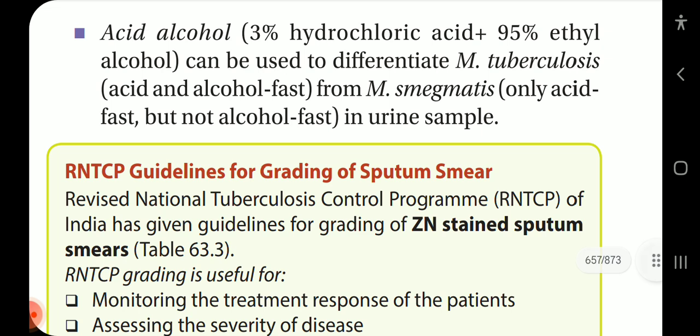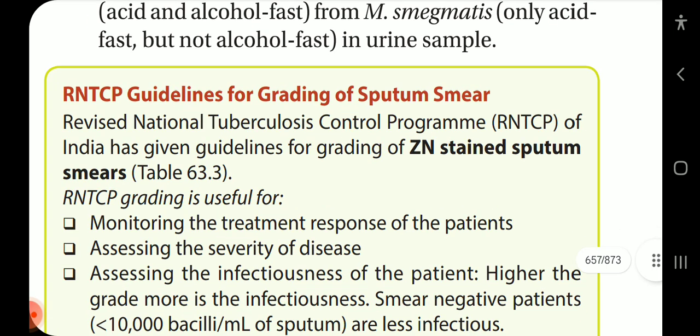Acid alcohol, 3% hydrochloric acid and 95% ethyl alcohol, can be used to differentiate Mycobacterium tuberculosis, which is acid and alcohol fast, from Mycobacterium smegmatis, which is only acid fast but not alcohol fast, in the urine sample.